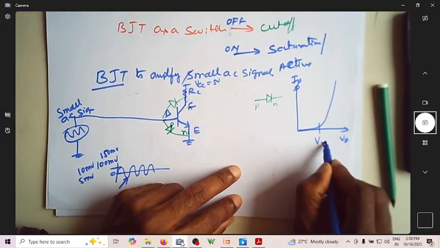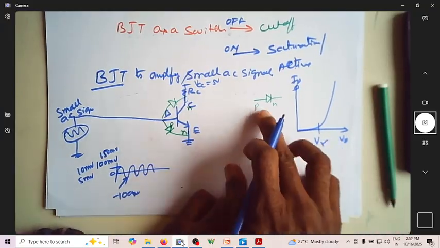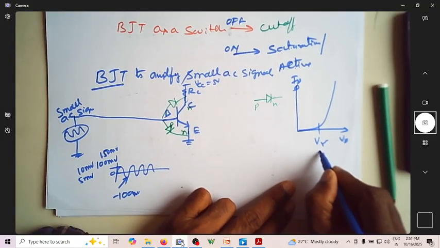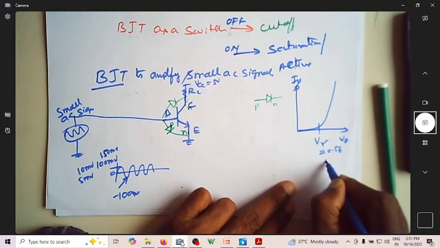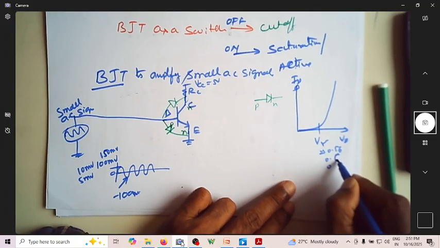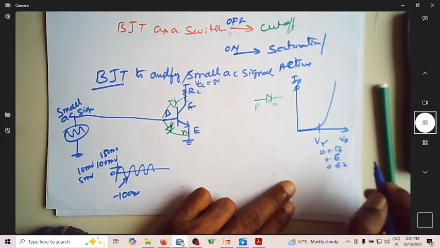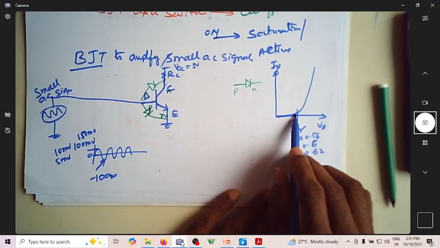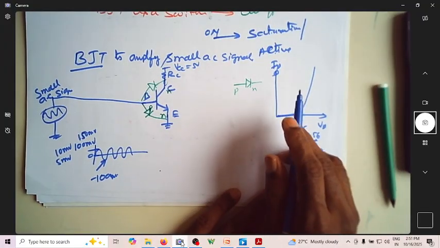So only when the voltage across the PN junction is more than V gamma, which will typically be 0.5, 0.6 or 0.62. So this is the typical range of your V gamma. If it is more than that, only then does the current flow.